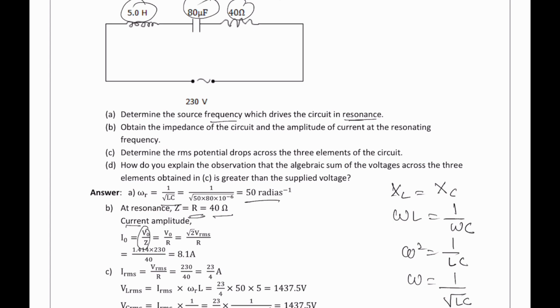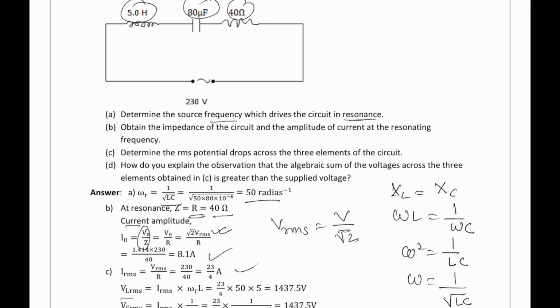And the voltage, how to find out the voltage? The Vrms is how much? V by root 2. So root 2 times the RMS is equal to the voltage. So root 2 times RMS voltage by R gives 8.1 ampere. Current is Vrms by R, 230 is given already, by 40, because across the resistance the current is the same.